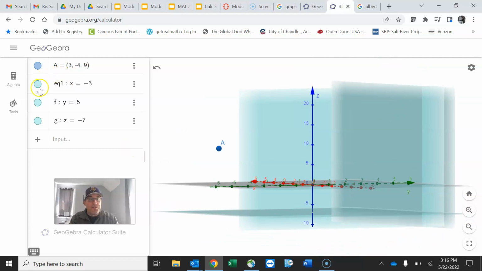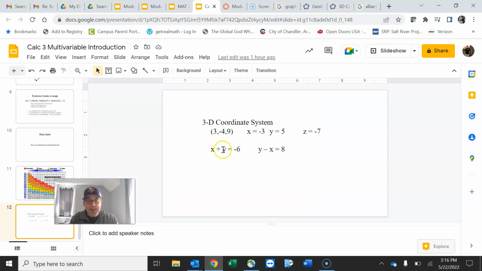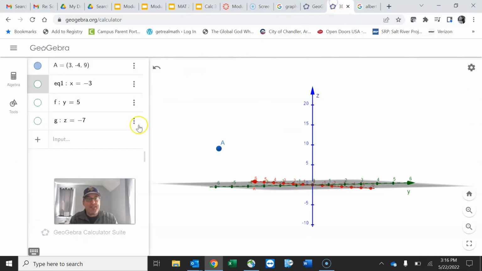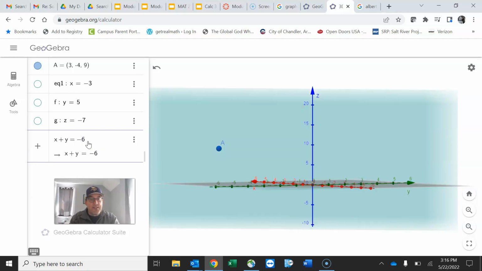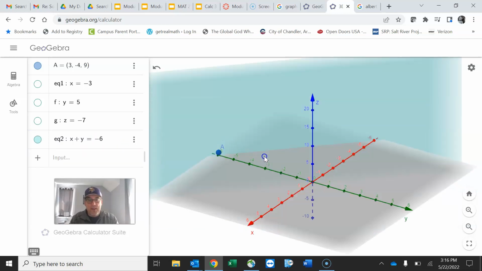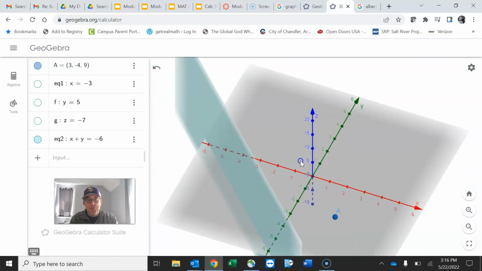Now, let me turn those off, because what if now we have not just these nice constants, but we have, what do I have here? x plus y equals -6. What would it look like if x plus y were always equal to -6? Aha, there it is. x plus y equals -6.